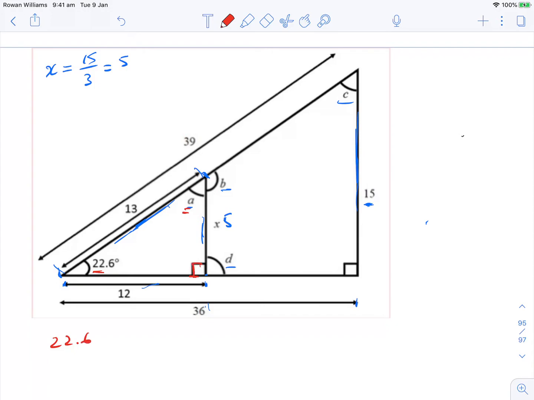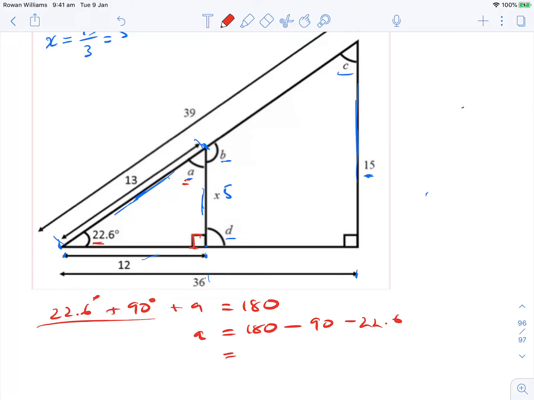Why don't we write 22.6, this one here is 90 degrees, plus 90 degrees, plus A is all going to equal 180, which I can also write as 180, take all this stuff off, 90, take 22.6 is going to equal 90, 70, 60, 67.4 degrees. Right, so I've solved that one for A. A is 67.4 degrees. Oh, I've written that a little bit dodgy.